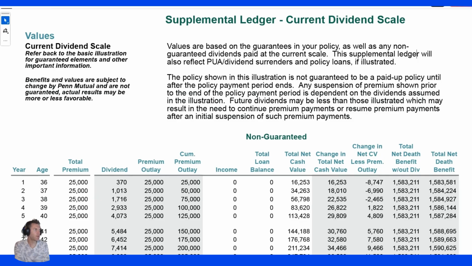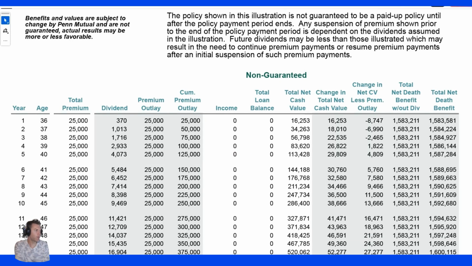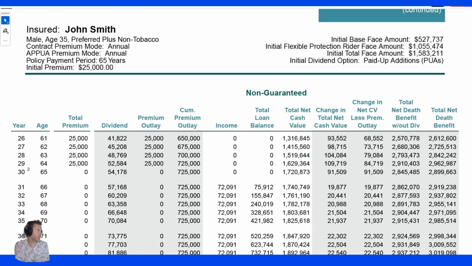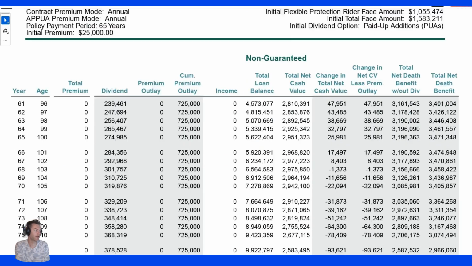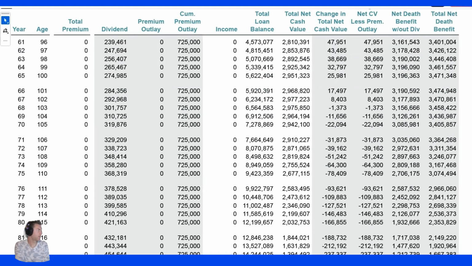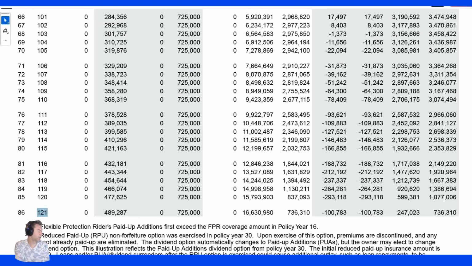We've already been through this. This is the supplemental ledger. The only other thing that we would go through, and in fact, we would not even go through this. Notice it says current dividend scale. This assumes that dividends are paid at the current rate for this particular carrier. And it goes all the way out to age 121 if you lived that long, because age 121 is the maturity of the contract. The cash value and the death benefit must equal each other at maturity, which in the United States is age 121.